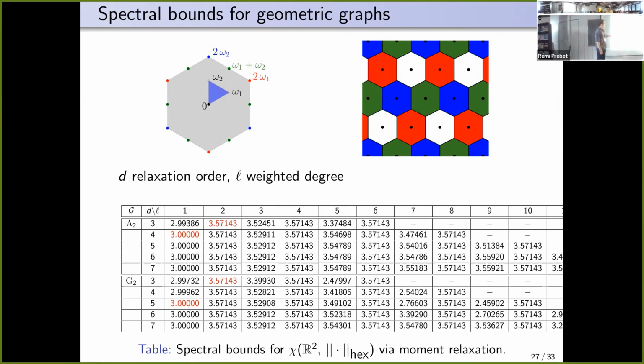So if you take as supporting points for the chromatic number, these 2 right here, you obtain 3. If you take what we had before, these points on the boundary, you obtain this 3.57. And if you go higher, nothing changes. So this is what I was saying before, that increasing the order doesn't really do anything. In here, we increase the order along the rows, but the value does not improve.